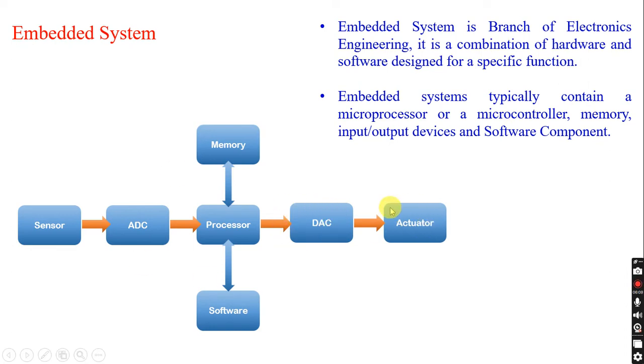From the DAC we give the output to an actuator. An actuator is a mechanical device which produces some mechanical output. The best example is a washing machine. In the washing machine we have a motor, and based on the DAC input, or the processor input, the motor will rotate clockwise and anti-clockwise, at high speed or low speed. So actuators are devices which produce a physical movement based on the application.